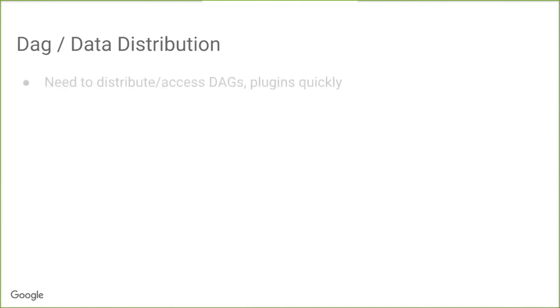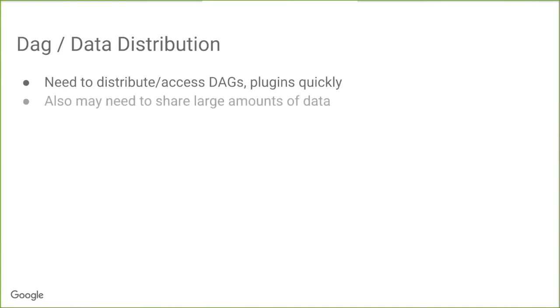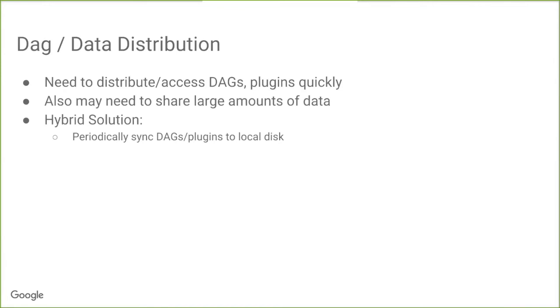So DAG and data distribution, you need to be able to distribute and access your DAGs and plugins quickly. I think a lot of people are using some kind of Git workflow for doing DAGs. We decided we'd go with Google Cloud Storage for ours. You also might need to have a large amount of data. And keep in mind, we're running these things on Google Kubernetes Engine, so these nodes have a limited amount of storage. So we have this hybrid solution right now where we periodically sync DAGs and plugins to the local disk, and we mount data to a volume using GCS Fuse.